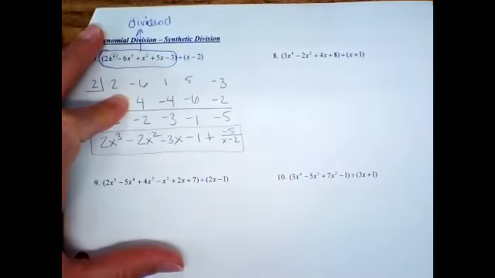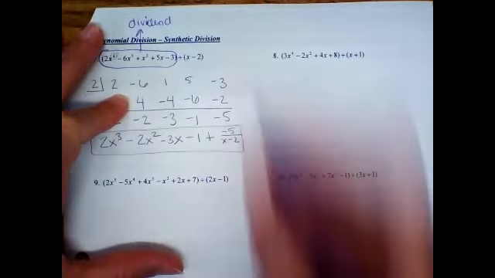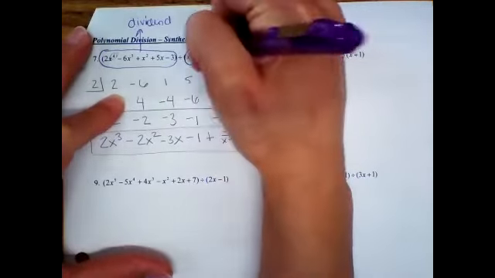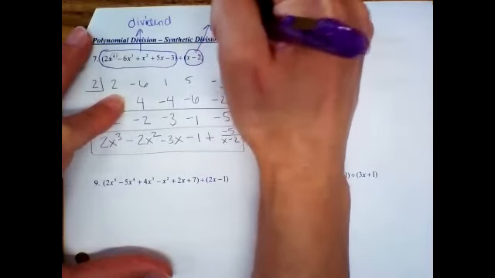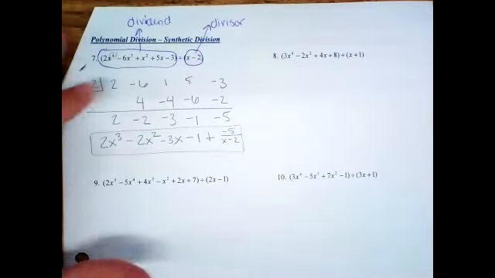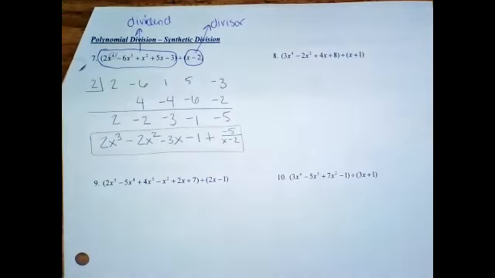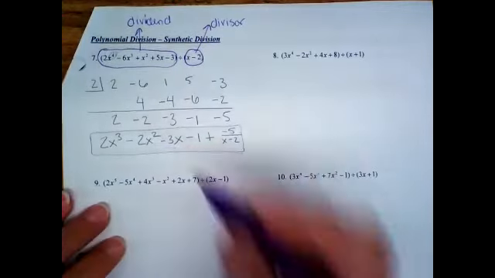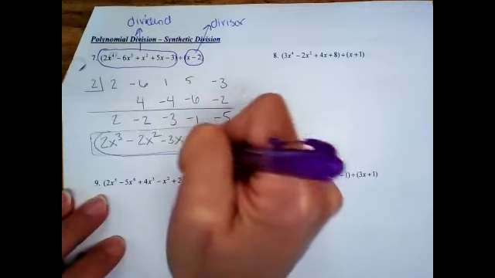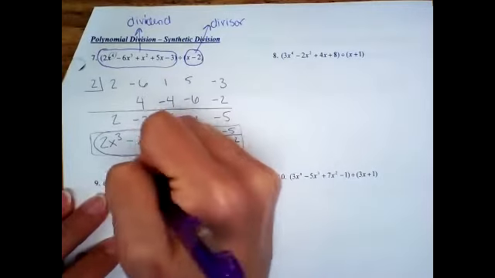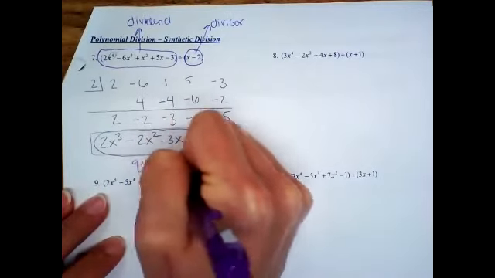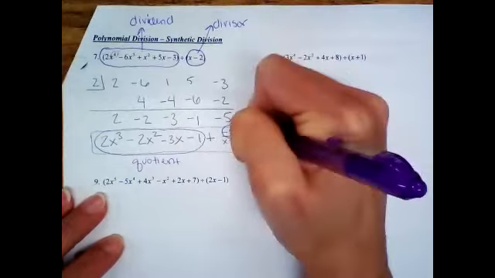D-I-V-I-D-E-N-D. Sorry, I know my handwriting is a little loopy. Dividend. Whatever you're dividing by is called the divisor. So the dividend, the divisor. The result you get is called the quotient. And then this is the remainder.